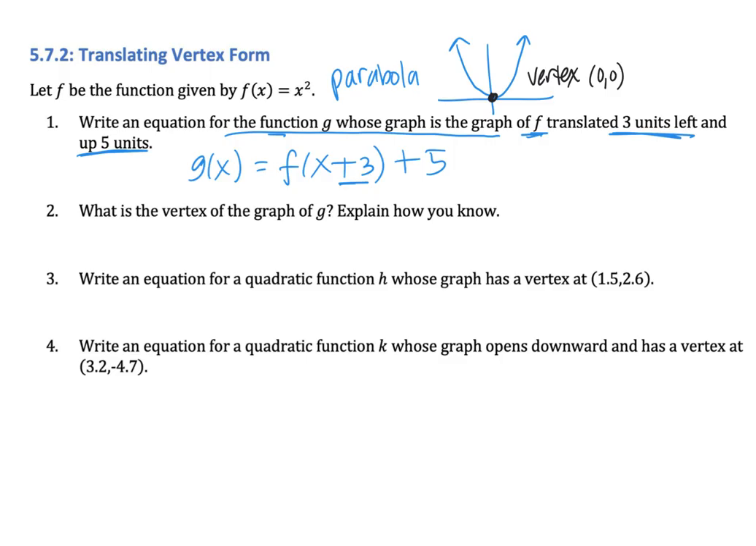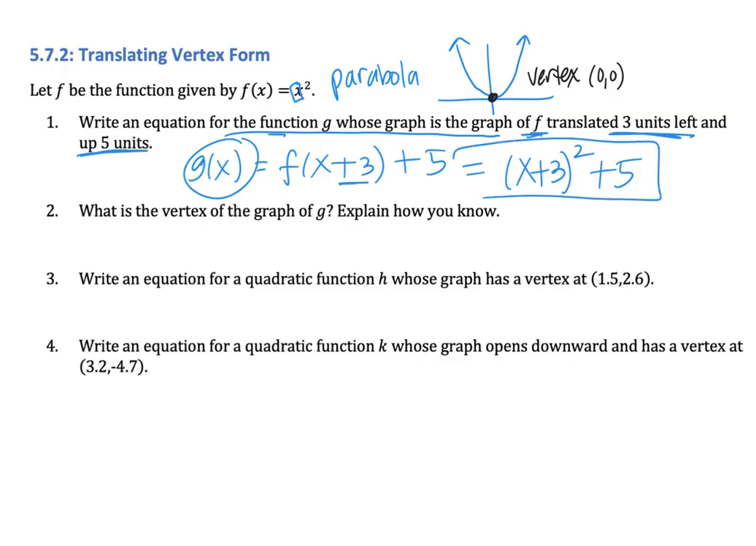Now, if I want to write that as an algebraic expression, I am now going to put the x plus 3 in for x. So x is right here. So now that x plus 3 becomes squared. And then I just put the +5 out here. So now my g of x function equals this right here. So g of x equals x plus 3, the quantity squared, plus 5.